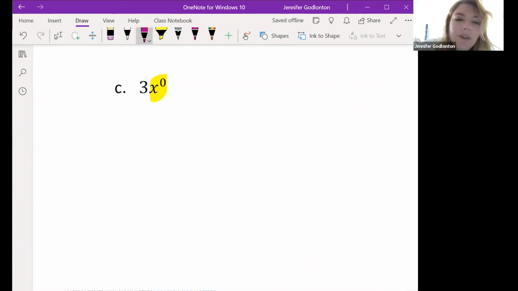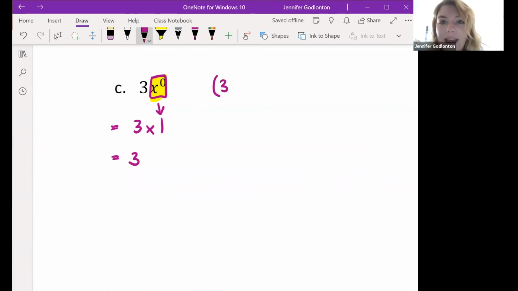If I had to write this out, I'd be saying that's 3 times x to the power of 0, which is 1. That's 1. And so my final answer is just 3. So this part over here is equal to 1. If it looked like this, if I had in brackets 3x and all of that was to the power of 0, then that would equal 1.